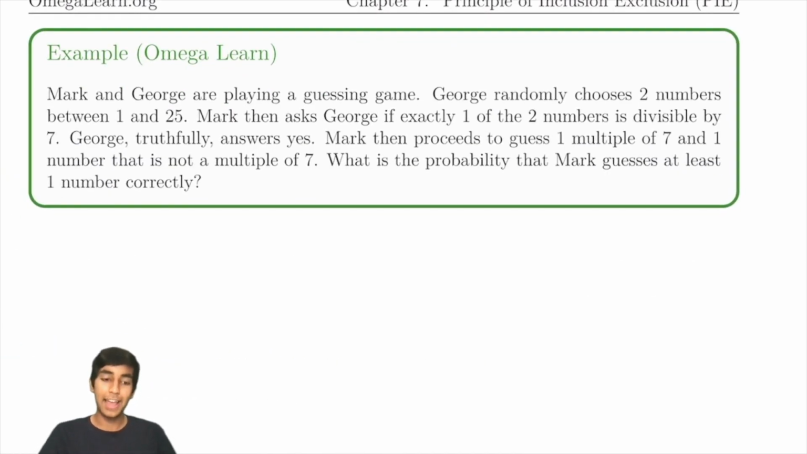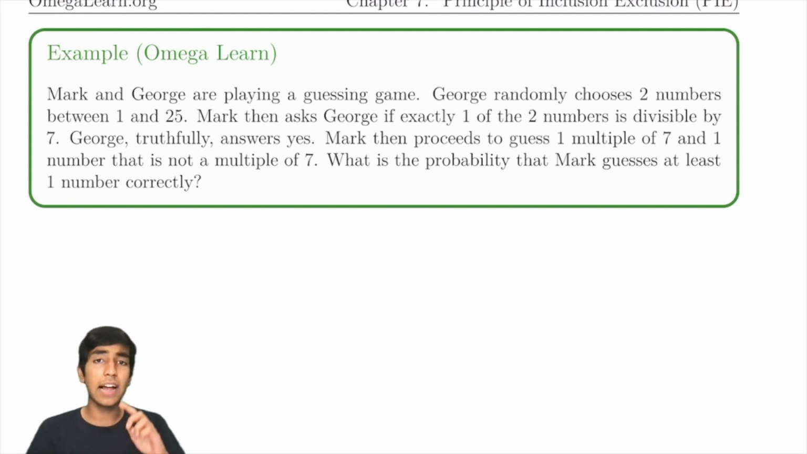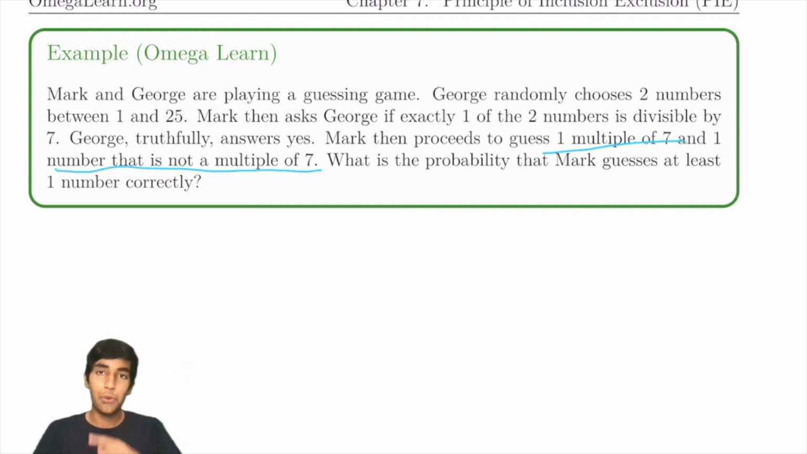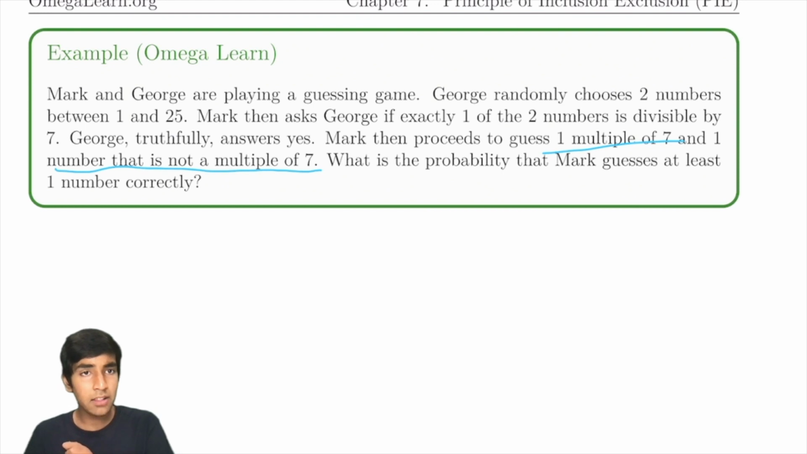Let's start off with an example. Mark and George are playing a guessing game. George randomly chooses two numbers between 1 and 25. Mark then asks George if exactly one of the two numbers is divisible by 7. George truthfully answers yes. Mark proceeds to guess one multiple of 7 and one number that is not a multiple of 7. What's the probability Mark guesses at least one number correctly?